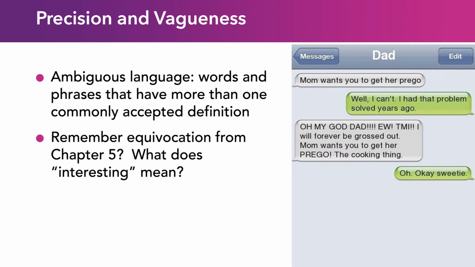So ambiguous language is similar to equivocations from chapter 5, where someone gives you a painting that you don't like, and you say, oh my, this is so interesting. What exactly does interesting mean? Or, oh, it's unique. All right. So ambiguous language is language that has more than one commonly accepted definition.